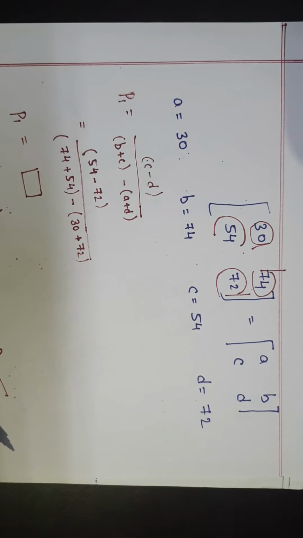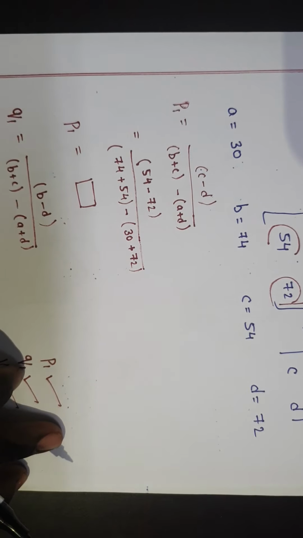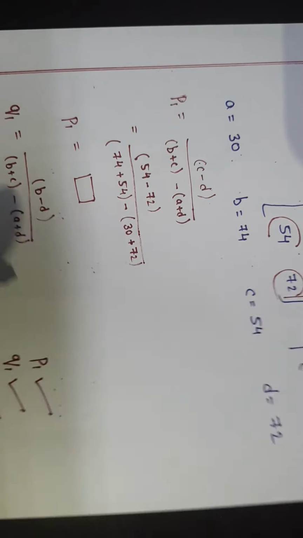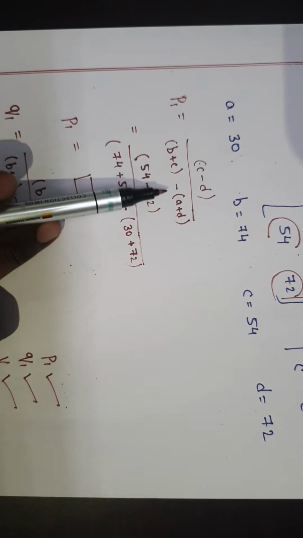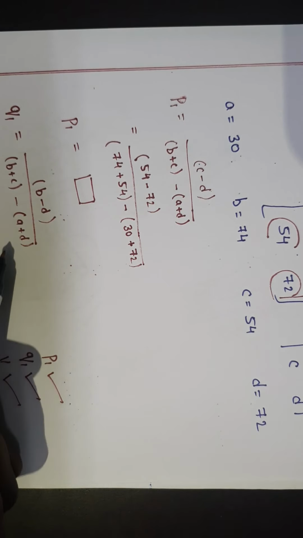In the 2 by 2 matrix, whatever values you get, you have to write them. First one you write as A, second one as B, third one as C, and the last one as D. Then substitute in this formula and you get the value of P1. P1 is equal to C minus D by B plus C minus A plus D. Then Q1 is B minus D by B plus C minus A plus D.